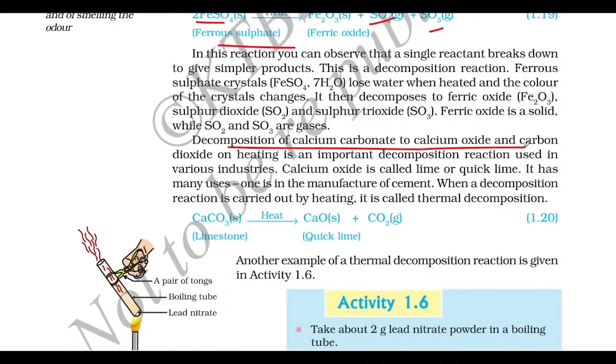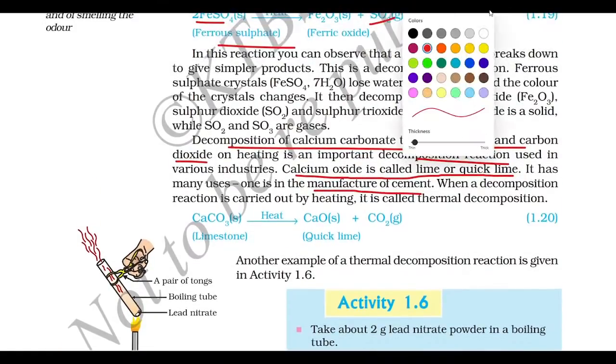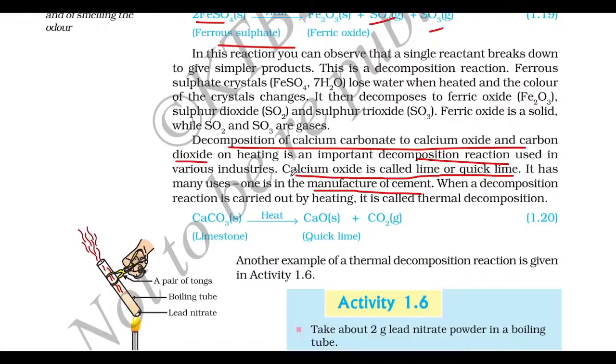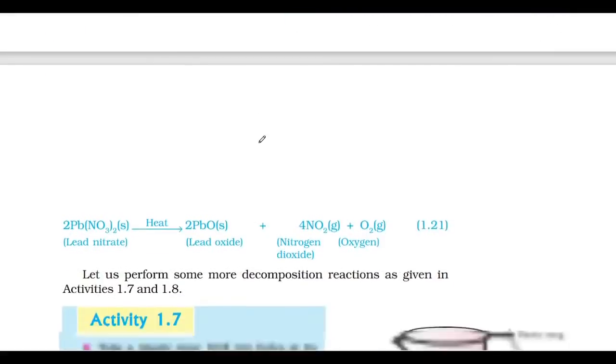In the same way, decomposition of calcium carbonate to calcium oxide and carbon dioxide on heating is an example of a decomposition reaction. Calcium oxide is called quick lime or lime. It has many uses. It is used in the manufacture of cement. Students, make a note, this is a very important use. CaCO3 on heating gives CaO. It is called quick lime or lime, and it is used in the manufacture of cement. There are many activities, you can go through them.